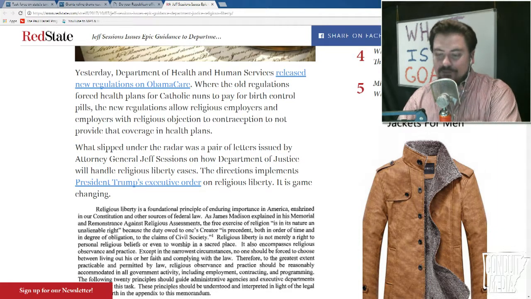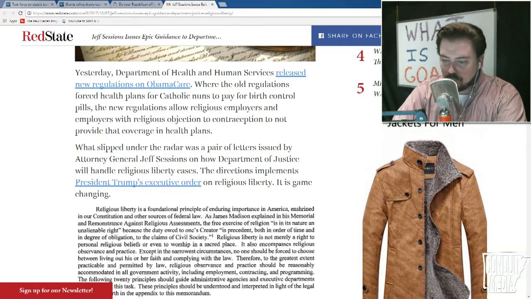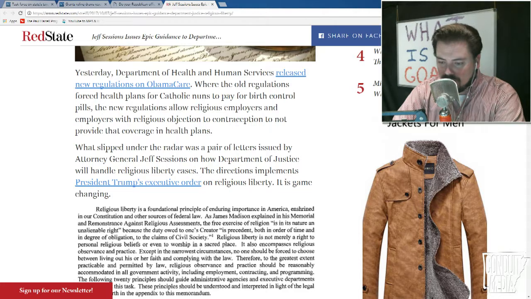Listen to this. This is the preface of the rules. Religious liberty is a foundational principle of enduring importance in America, enshrined in our Constitution and other sources of federal law. As James Madison explained in his memorial against religious assessments, the free exercise of religion is in its nature an unalienable right, some of these are quotes, because the duty owed to one's creator is precedent, both in order of time and in degree of obligation, to the claims of civil society.